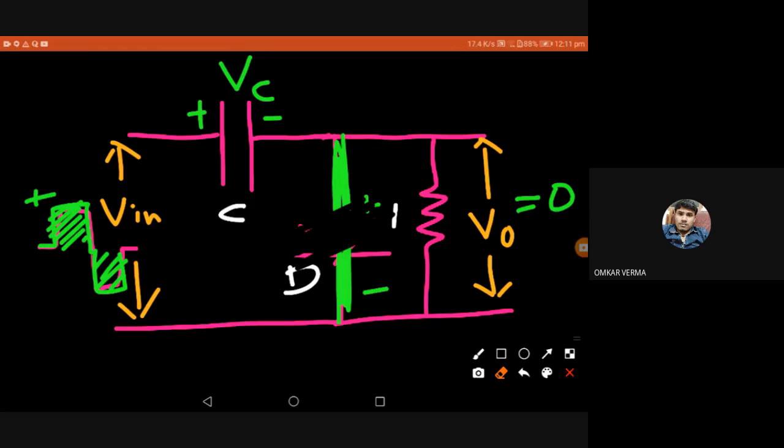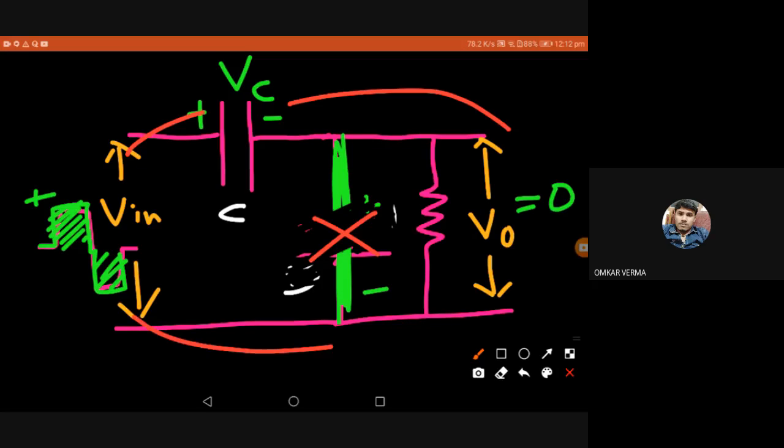So there is an open circuit diode. What happens? You don't need to consider that part of the circuit, and now this circuit is considering V in, VC, and V output. So what is V out?